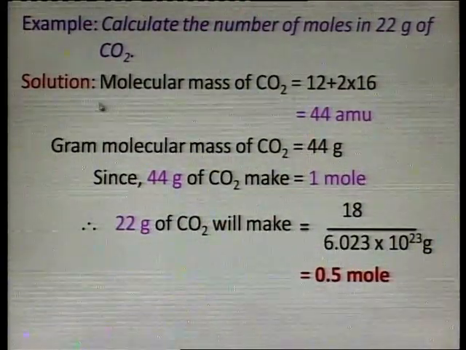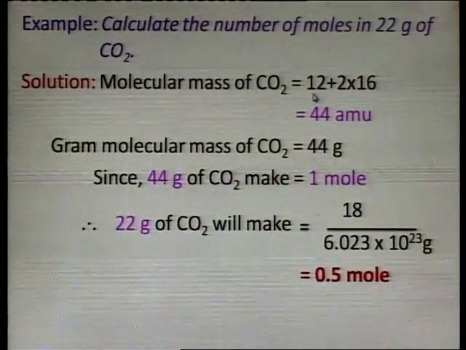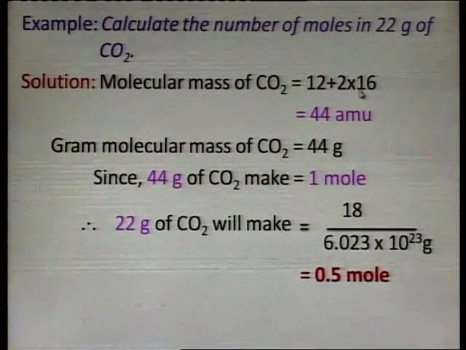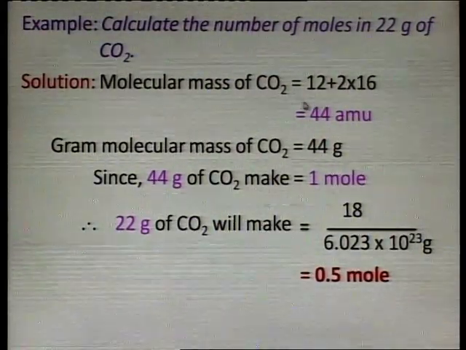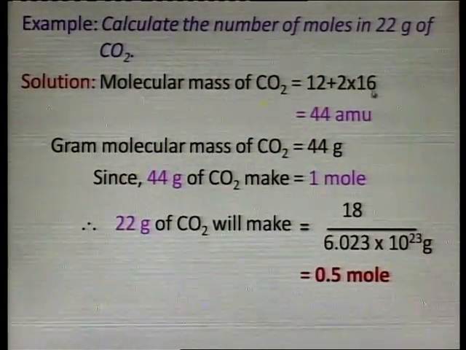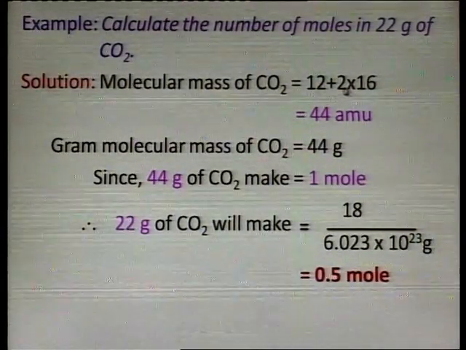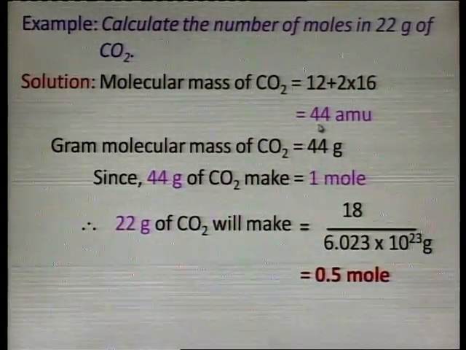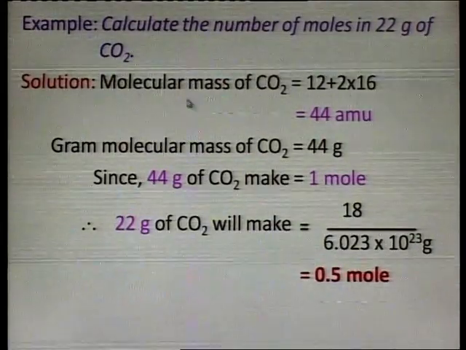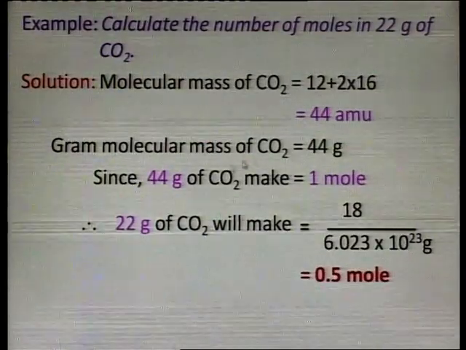So, we have a solution for it. Molecular mass of carbon dioxide is 12 plus 2 into 16. This is calculated here once again. 12 is the atomic mass of carbon and 16 is the atomic mass of oxygen. There are 2 atoms of oxygen. So, 2 into 16, this comes out to be 44 AMU. So, molecular mass of carbon dioxide is 44 AMU.